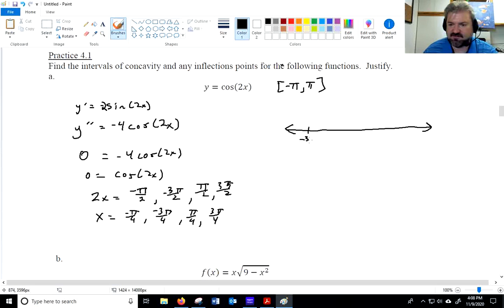So negative 3 pi over 4. We're going all the way back to negative pi. Then we have negative pi over 4. We have positive pi over 4. 3 pi over 4. All the way up to pi. All right, so let's see here. If we plug in a number like 0 into this value here, cosine of 0 is 1, so that's going to be negative. And usually with trig, these just kind of alternate like that.